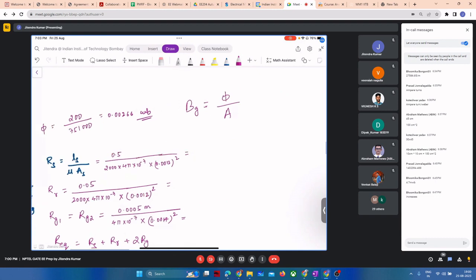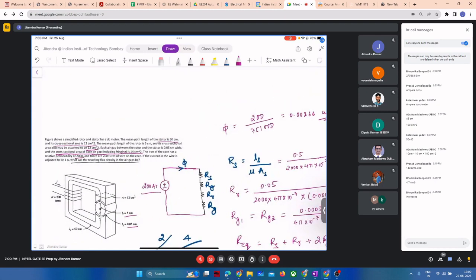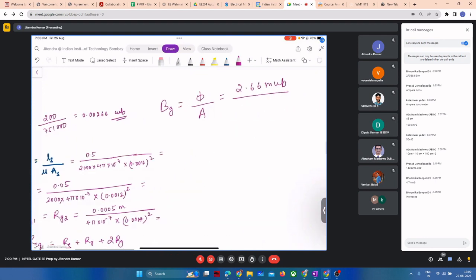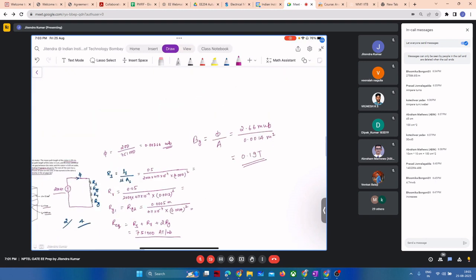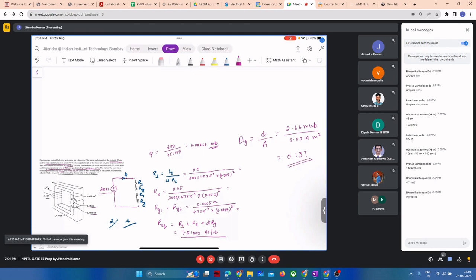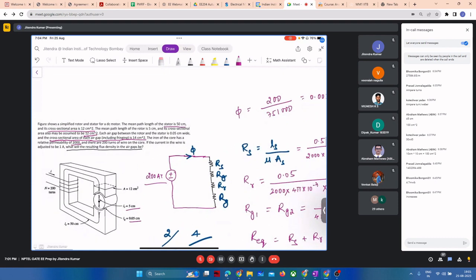So the flux we have is 2.66 milliweber, and the area of the air gap is 14 centimeters square, right? So 0.0014 meters square. It should come out to be 0.19 Tesla, right? I hope it is fine. Any doubt in this problem? Okay, so I hope it is fine for you guys.